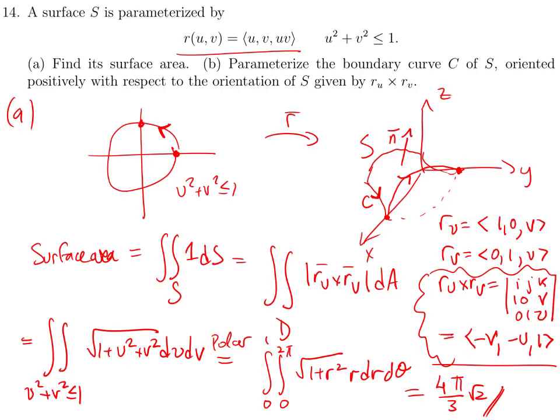And so for part B, what I need to do is find a parameterization of just the circle in the UV plane going counterclockwise. And then map it through this parameterization R to get a parameterization of the boundary, right? Because the boundary of D, the boundary of the parameter domain, gets mapped to the boundary of the surface. That's the conceptual fact that I'm using here. So let's do that.